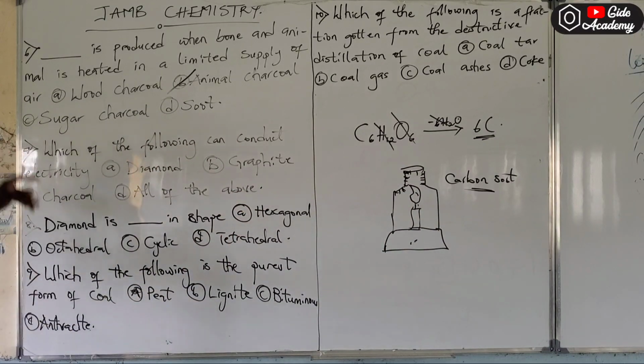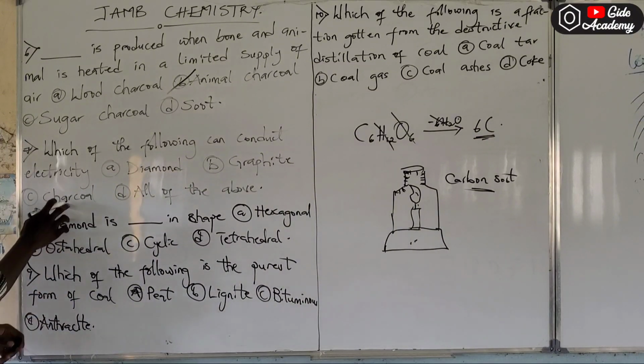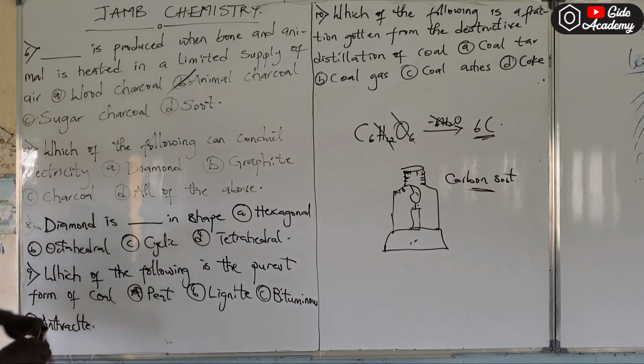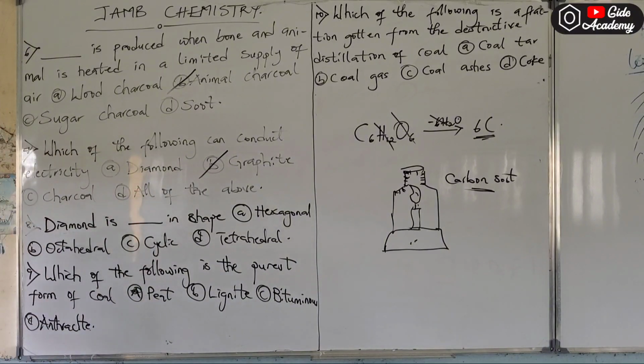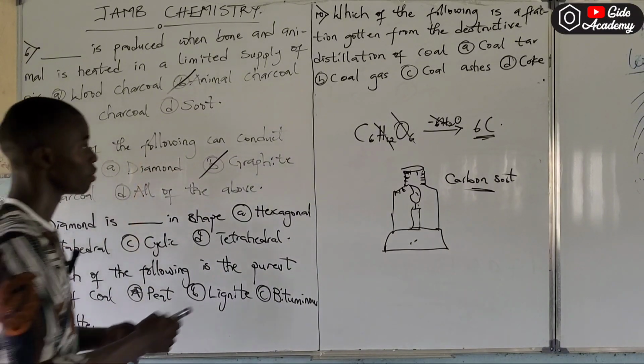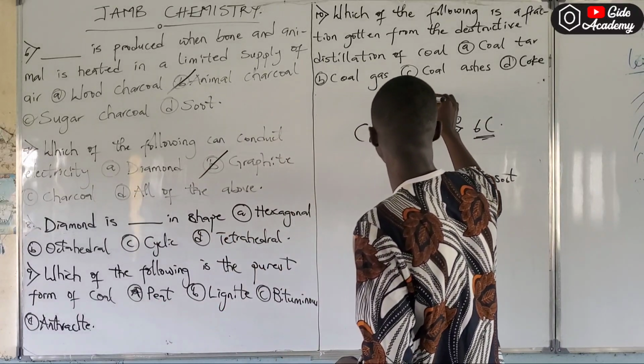Then the number 7 question we have here: which of the following can conduct electricity? Option A is diamond, B is graphite, C is charcoal, then D is all of the above. Diamond is the hardest substance known to man, and it doesn't conduct electricity. Charcoal does not conduct electricity, and remember, charcoal is an amorphous carbon, it's shapeless. D is already out of the game. So the most correct option here is graphite. Diamond does not, charcoal does not. Graphite conducts electricity. Why? Because it has mobile electrons.